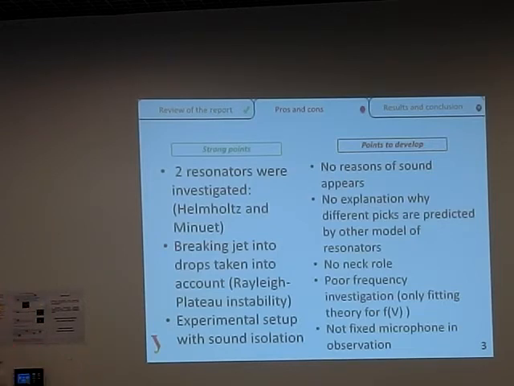Firstly, there were two resonators we observed, and we understand that it is a good part of the problem. Also, the break-up of the jet into drops was taken into account. It is the Rayleigh-Plateau instability. It shows us why we can hear the sound, but it wasn't said that it is the main reason for the sound appearance. Also, there was an experimental setup with sound isolation.